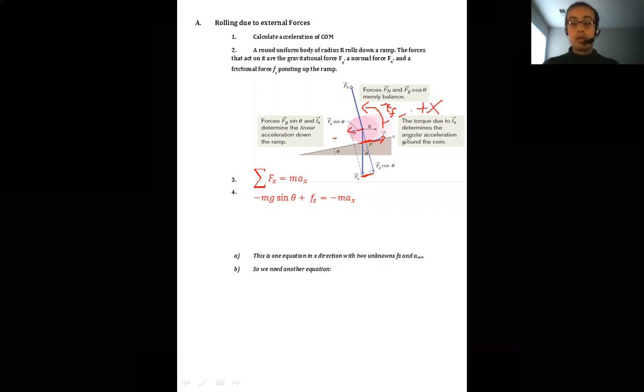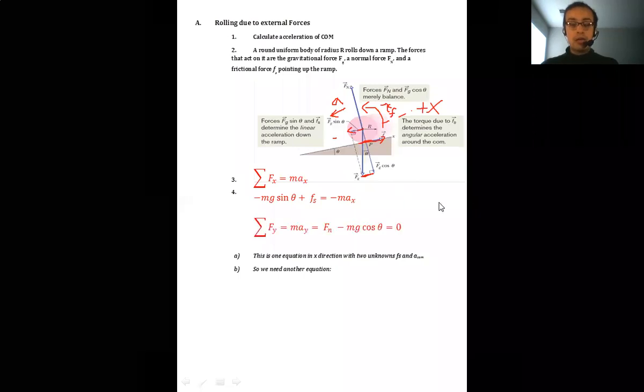That's what we're calling positive x, or that's what the book is calling positive x. So this force, Fg sine theta, or mg sine theta, will have a negative sign because it's going in the negative x direction. The force of friction will have a positive sign because it's pointed up the ramp in the positive x direction. And the acceleration is going to be negative. So the acceleration is this way, going down the ramp. And that acceleration is in a negative direction, and therefore ma sub x is going to be negative in sign.